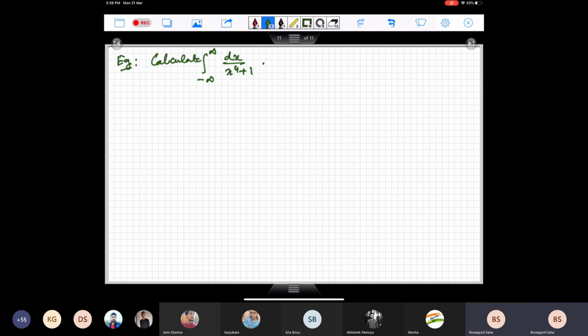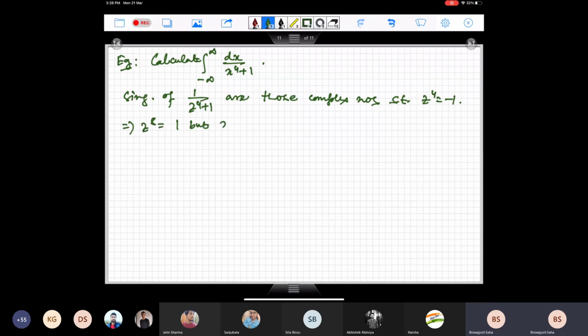Okay, fine. So here, of course, the singularities of 1 upon z to the power 4 plus 1 are those complex numbers such that z to the power 4 is minus 1. So if z to the power 4 is minus 1, that means z to the power 8 is 1, but z to the power 4 is not equal to 1. And so what are those for which z to the power 8 is 1, but z to the power 4 is not 1?